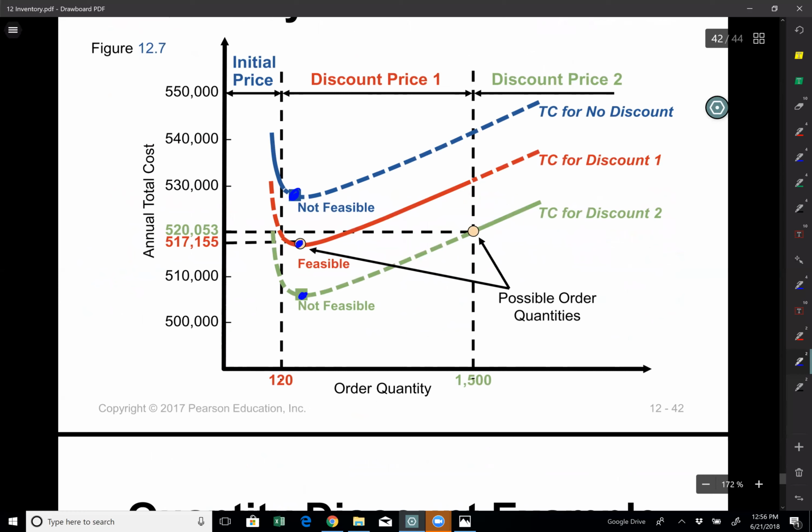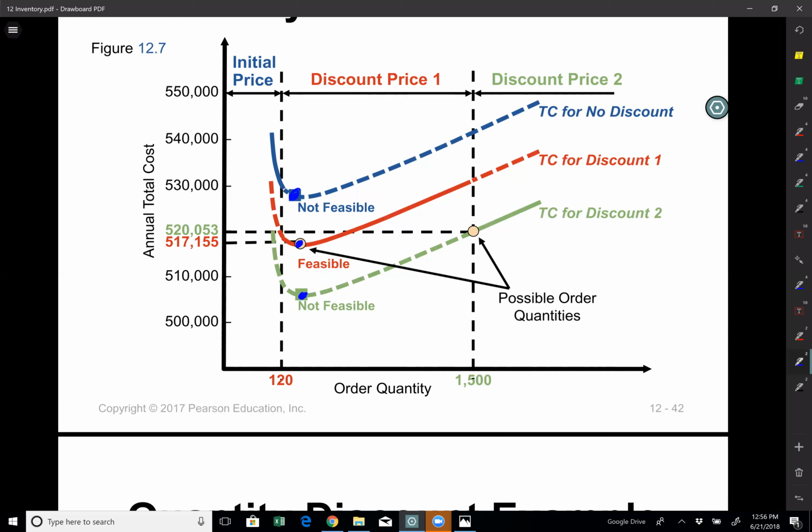This is the cost function for the first price, which applies to less than 120 units. I can get the price of $100. And you can see the red line here is my second total cost function, for a per product cost of $98 per product. And the third total cost function is for a product cost of $96 per product.